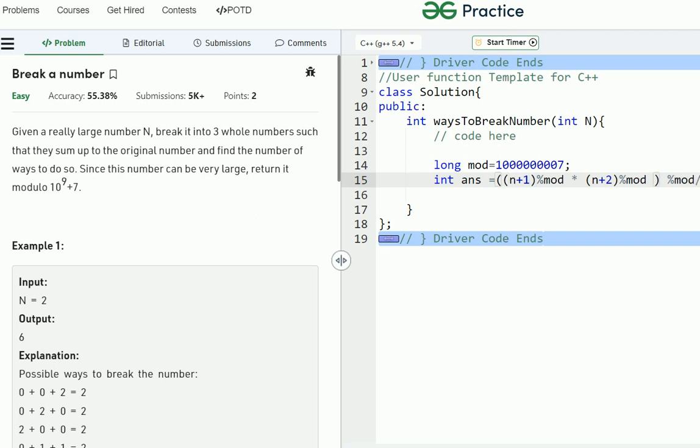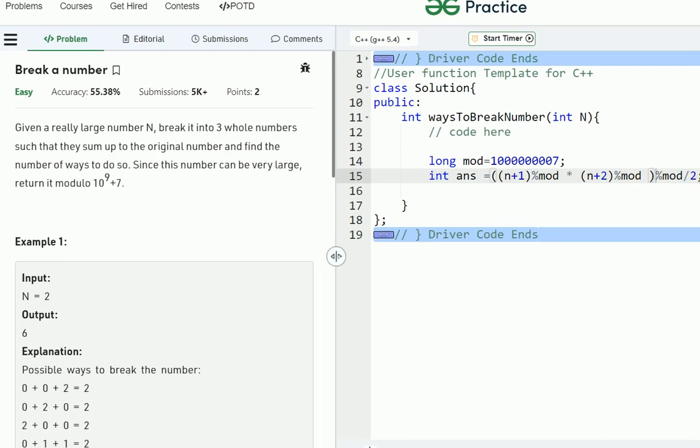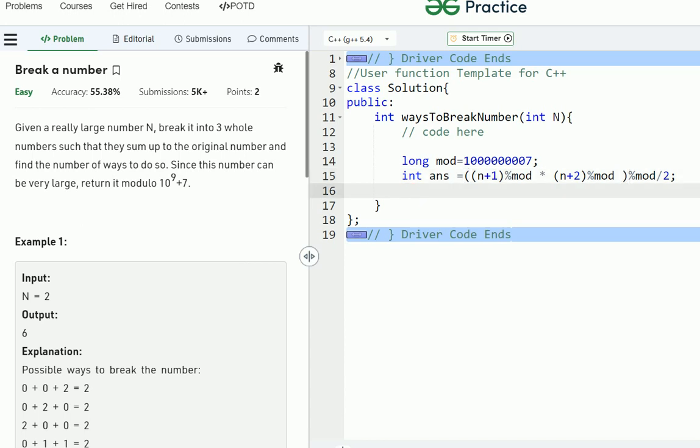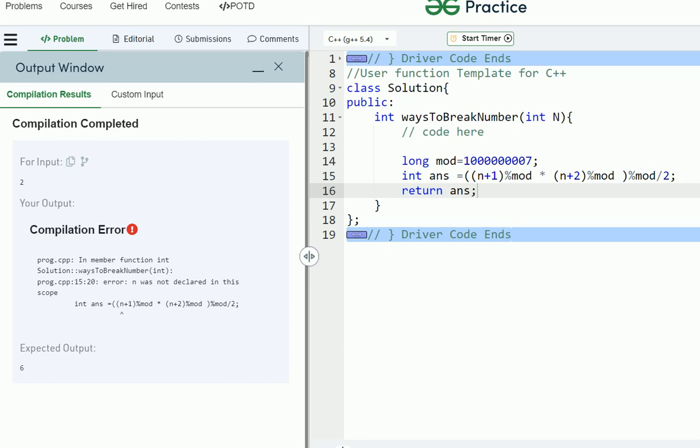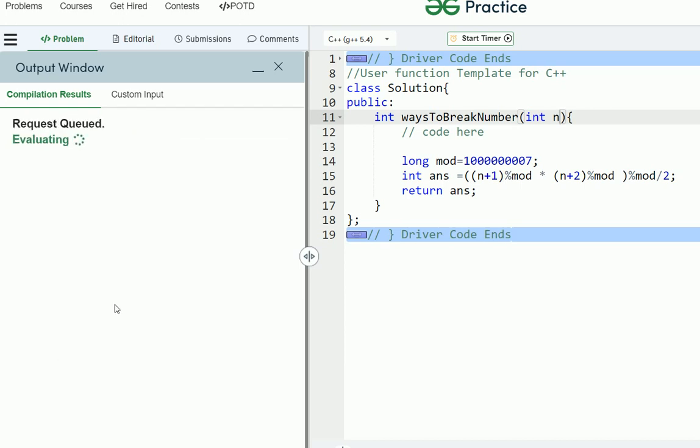So this is the final code. Now we just need to return the answer. So just return the answer. Okay, n is not declared. It's capital, let me make it small. Yeah, correct. Let's submit.